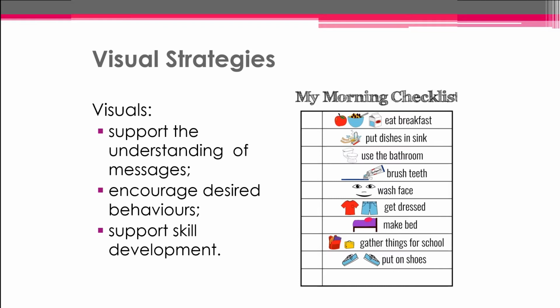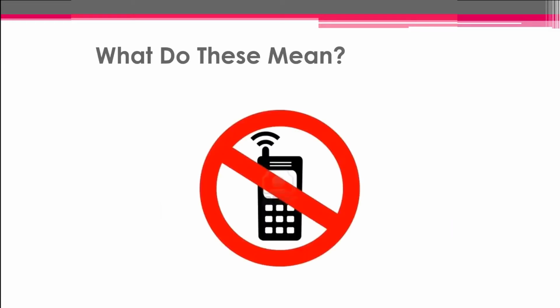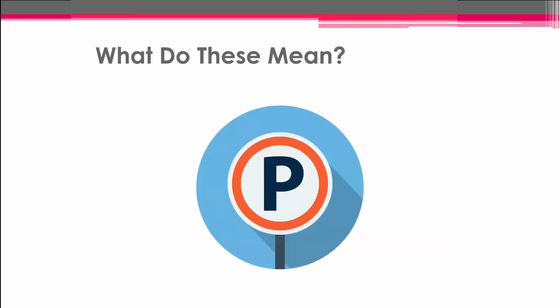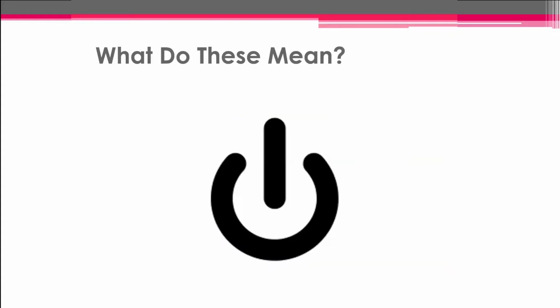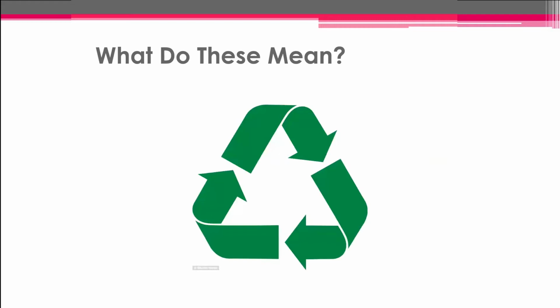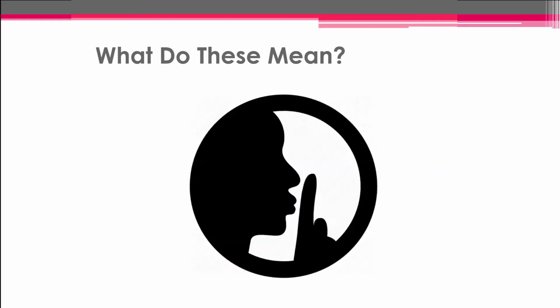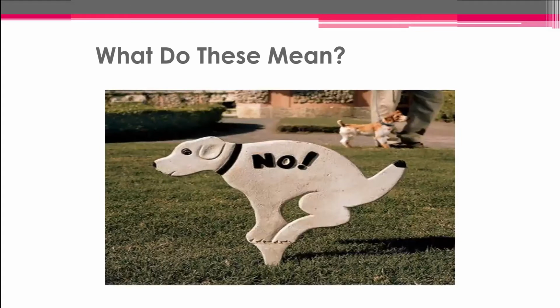Visual strategies. Visuals support the understanding of messages, encourage desired behaviors, and support skill development. Adults use visual supports all the time. What visuals do you use in your daily life? We're surrounded by visual cues and aids everywhere. Here are some examples. What do these mean to you? We use visuals to support us all the time.